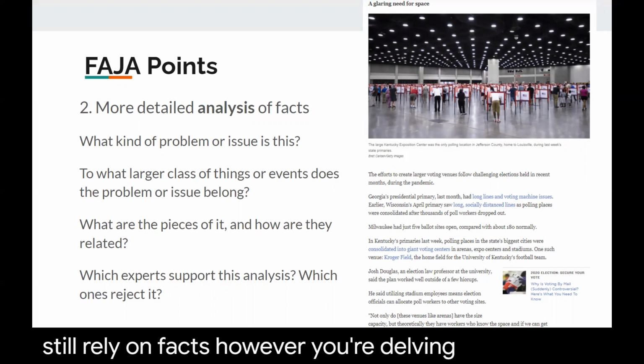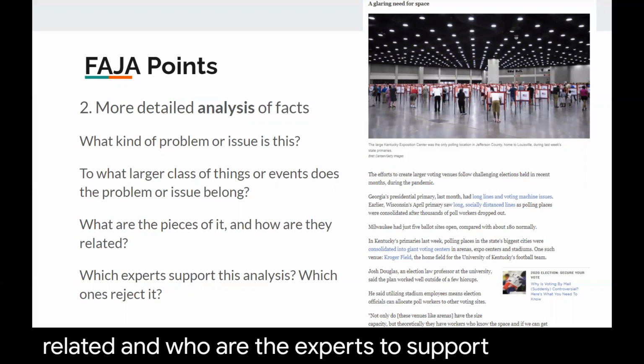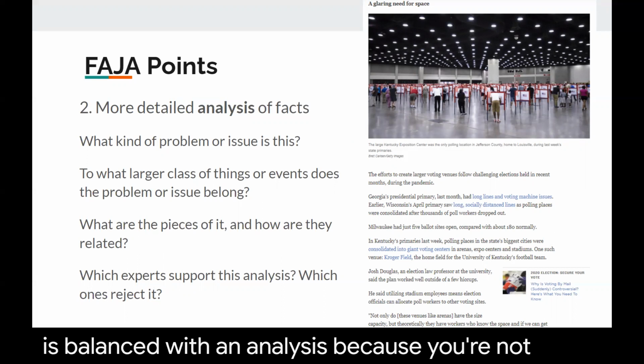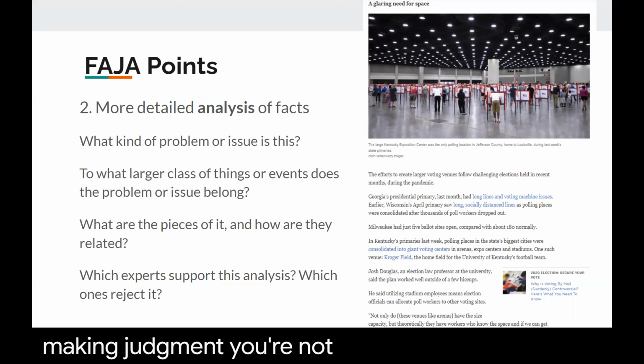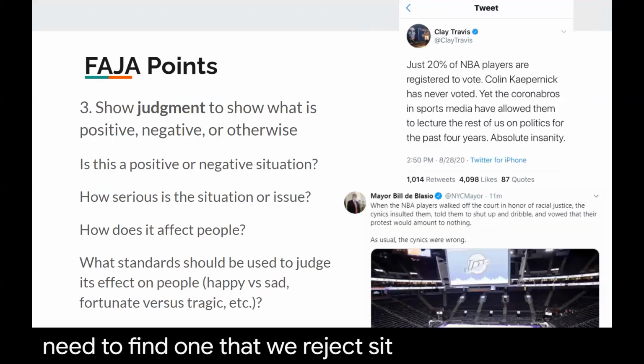However, you're delving deeper into the issue. What kind of problem or issue is this? What are the links to broader issues that need to be discussed? What are the pieces of it? How are they related? And who are the experts to support this analysis? You also want to make sure that your writing is balanced with an analysis because you're not making judgment. You're not providing an opinion. So if you use an expert that supports the analysis, you also need to find one that rejects it.